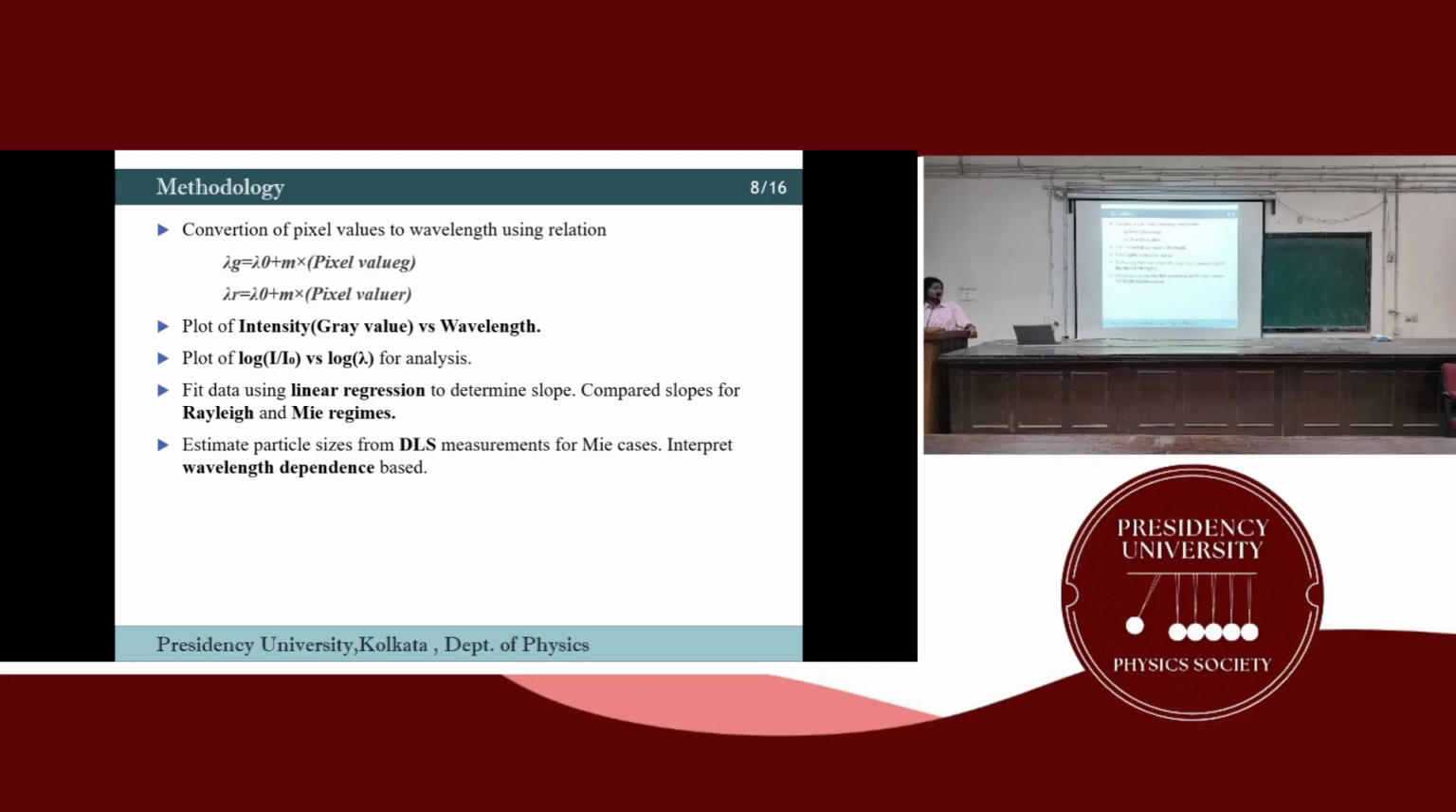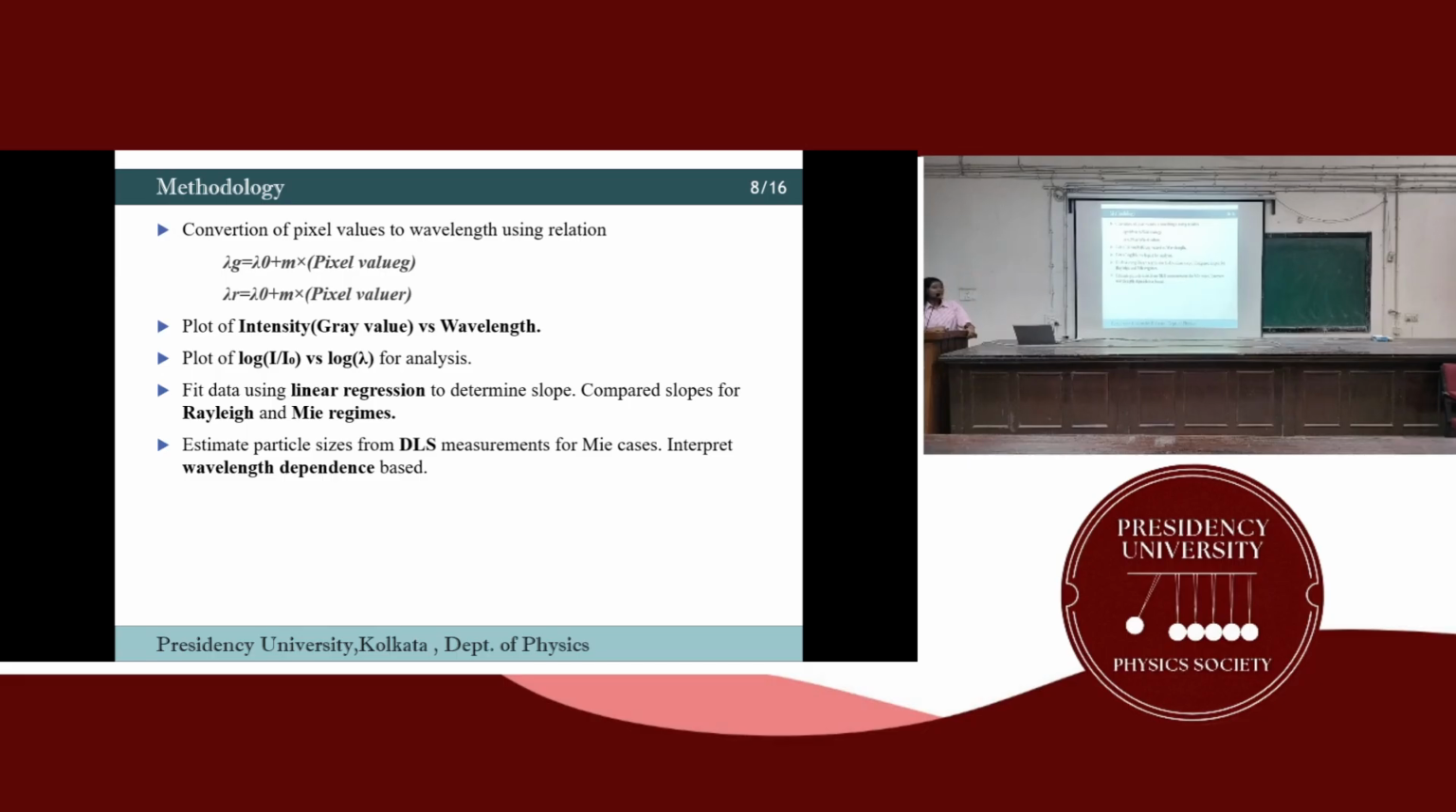And then I plotted I by I naught versus lambda, which is intensity ratio versus wavelength. I am using the intensity ratio because every time I do the experiment, the same amount of photons is not coming out from the filament light. Just because of this, I have taken the intensity ratio.